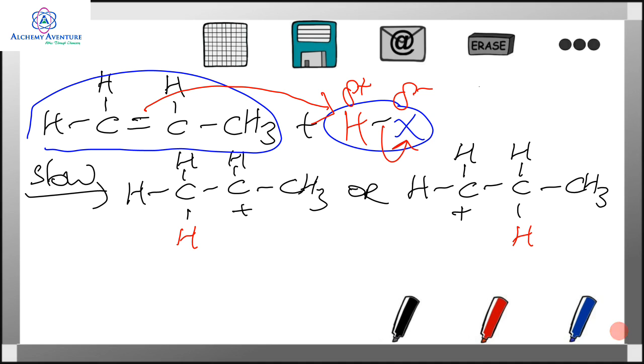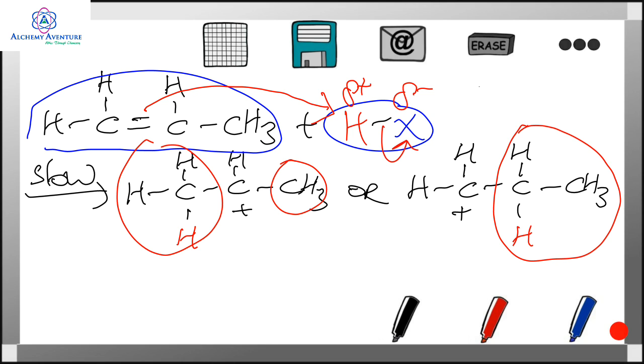So let's look at the carbocation on the left. It has one R group and one R group. So it has two R groups. Whereas the carbocation on the right has only one R group. Now, how do you know how many R groups it has?